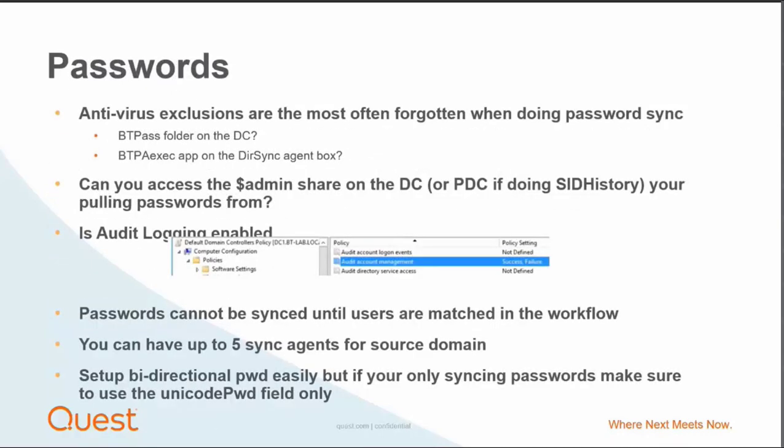Passwords, right? We talked about exclusions, right? The BT Pass folder, the BT PA exec app, right? Those are the things that are doing the password hash writing and reading. They need to be excluded.